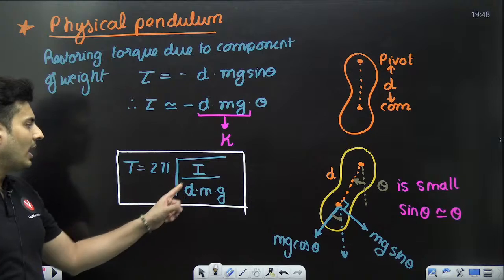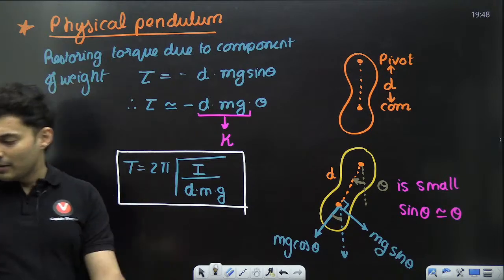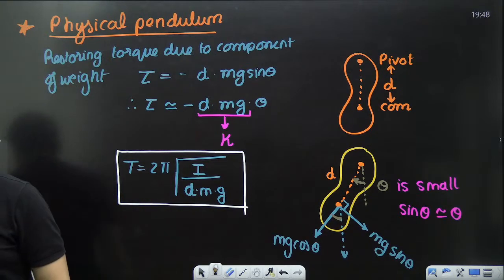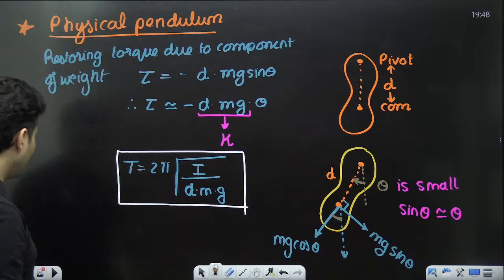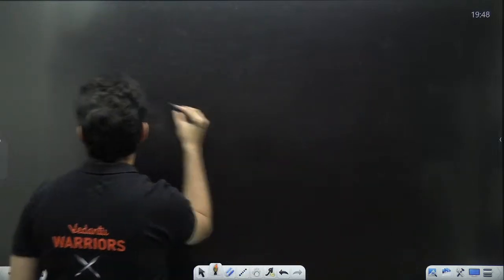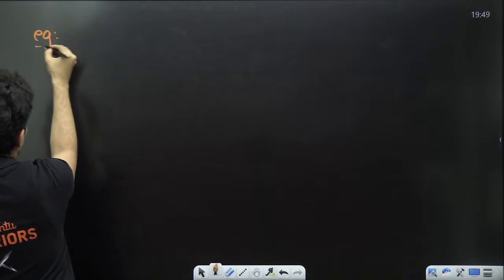Time period is 2π under root I by dmg. Very, very important formula. Not many people know about this. A very good example for this one.